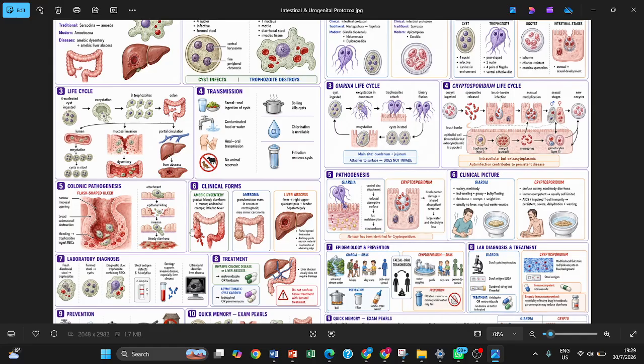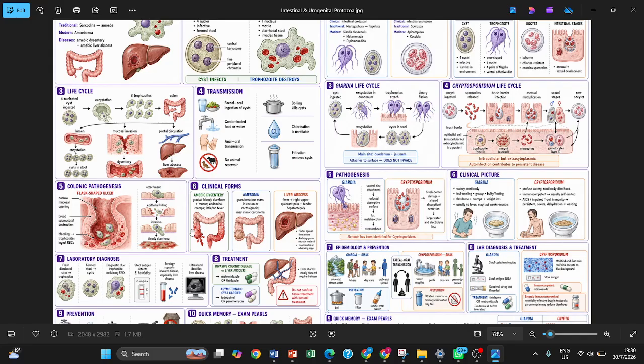As for Cryptosporidium, its pathogenesis is kind of the same. It enters the crypts of Lieberkühn, damages the brush borders, and leads to malabsorption, as well as secretion of substances, which leads to large water and electrolyte loss. So that's the pathogenesis of these organisms.